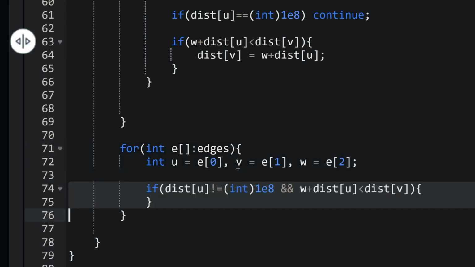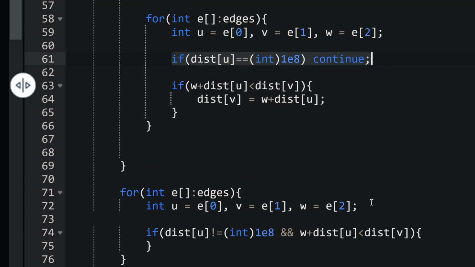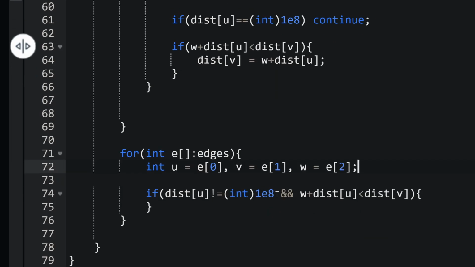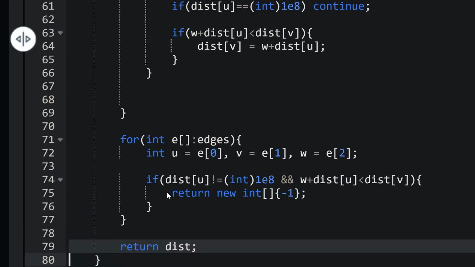We will do one more iteration just to detect a cycle. So for u to v, if the value is not infinity, as I have shown you, you can just add this line here, but I have added it here. So you can choose whichever option you like. If we have not reached u, how can we reach v? If we can reach u and there's a negative value, and we want to reach v and we get a negative value, then just return minus 1, which means there's a cycle. Else we just need to return the distance.